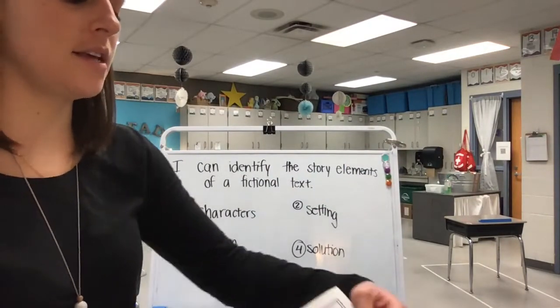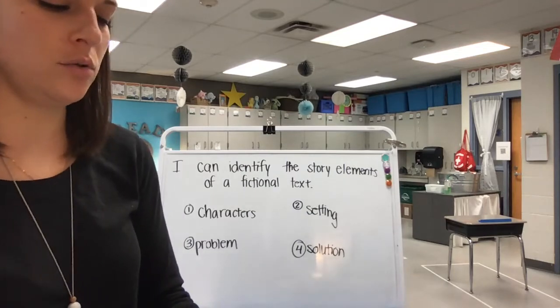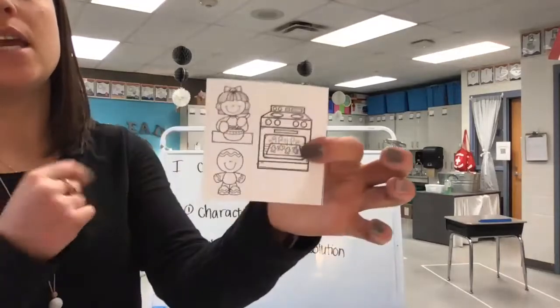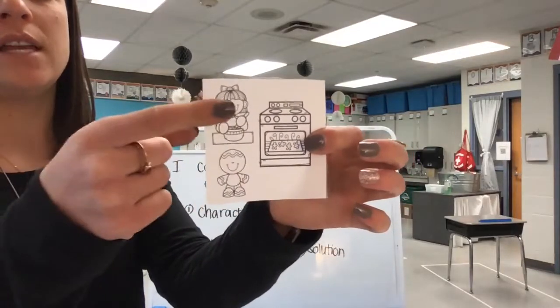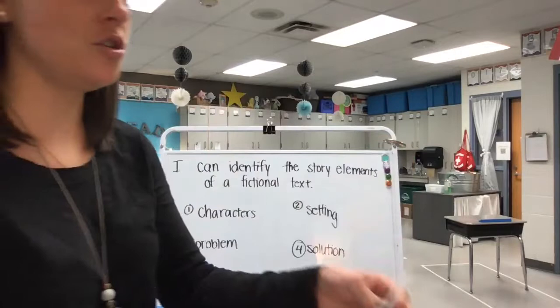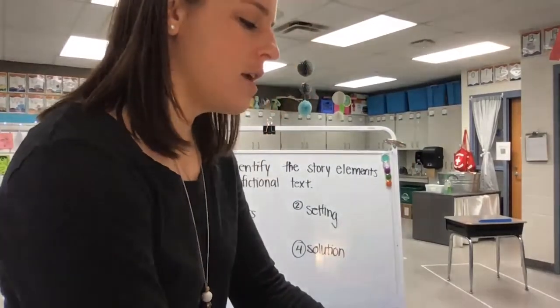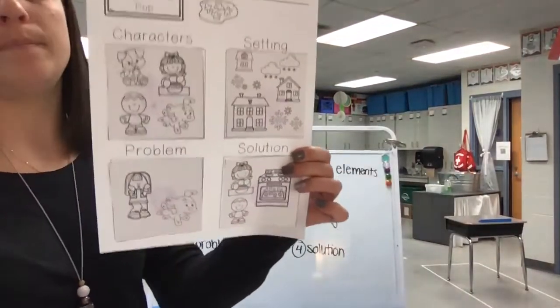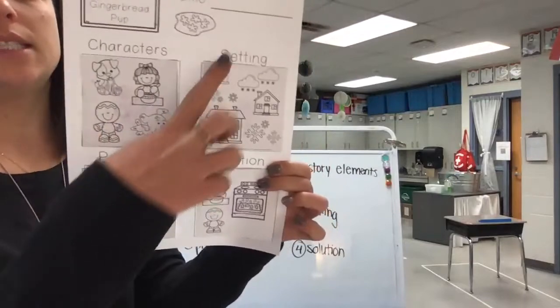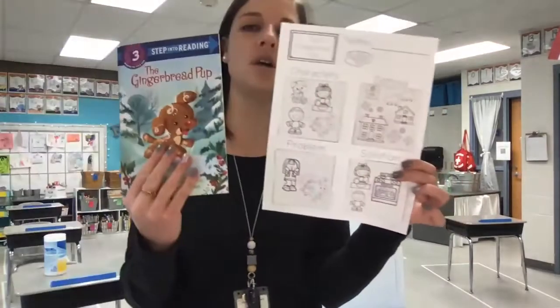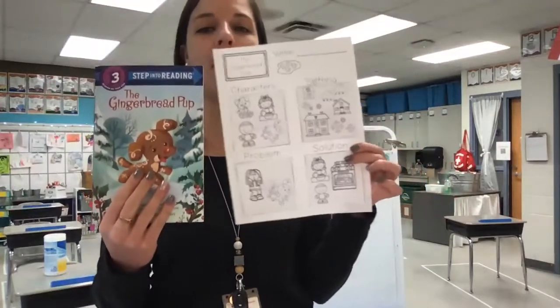And then lastly, we have our solution. So the solution to the problem for the crazy gingerbread pup is for Evelina to make what? A gingerbread boy. So we cut that box out and swirl, swirl, swirl, and stick that box right there with our solution. So we have our characters, setting, problem, and solution for our story, our fictional text, The Gingerbread Pup.